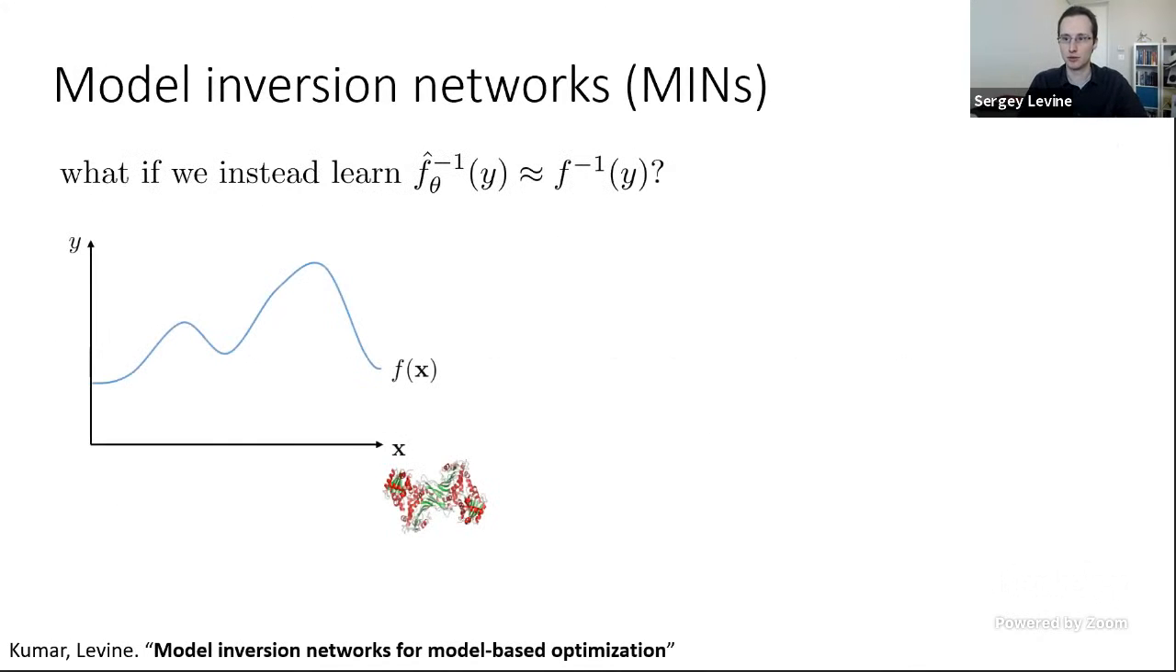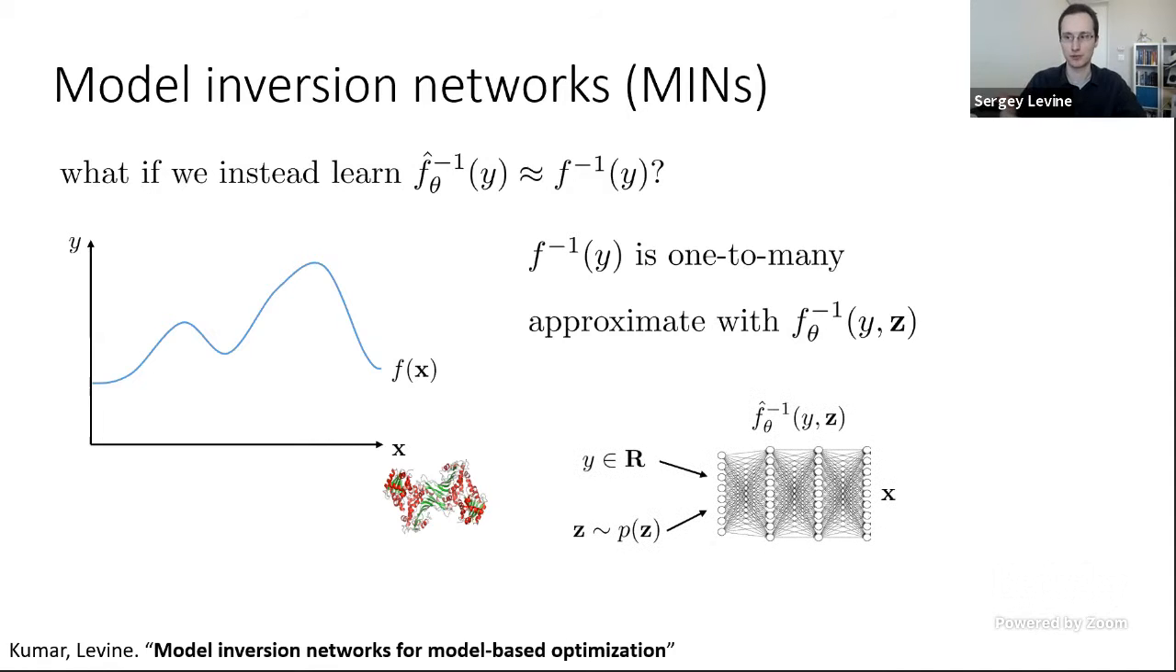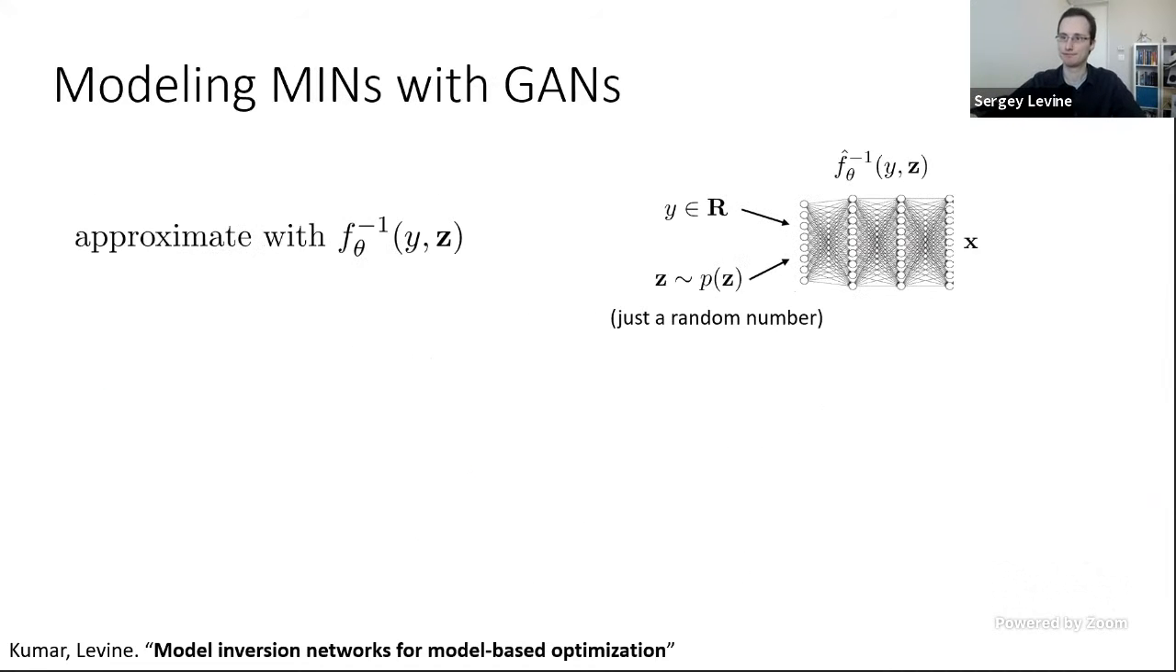All right, so one problem here is that f inverse of y is one to many. In general, for any given fitness value, there might be multiple designs that attain that fitness value. So we're going to approximate f inverse of y with actually a stochastic function. We're going to have a neural net that takes in the y and also a noise sample z. And the idea is that for different z's, you'd output different x's. So for a given base distribution over z's, we want to cover all the x's that take on that value of y. So z is just a random number.